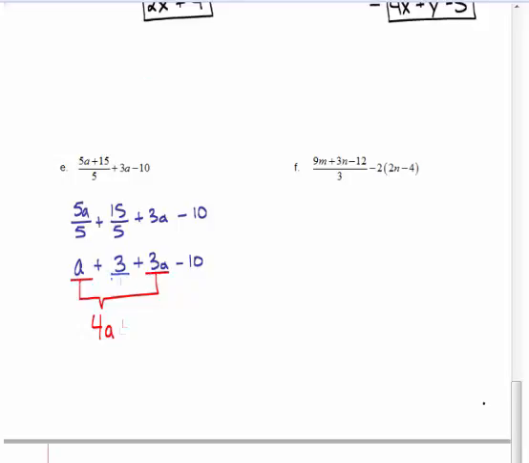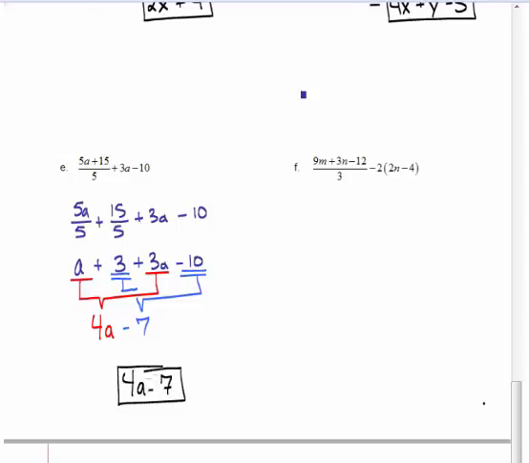And then I have a 3 and a negative 10. So if I want to add these together, 3 and a negative 10 basically would be negative 7. Again, you can check this: 3 plus negative 10 or negative 10 plus 3, either way you look at it. So final answer on this one is just 4a minus 7.